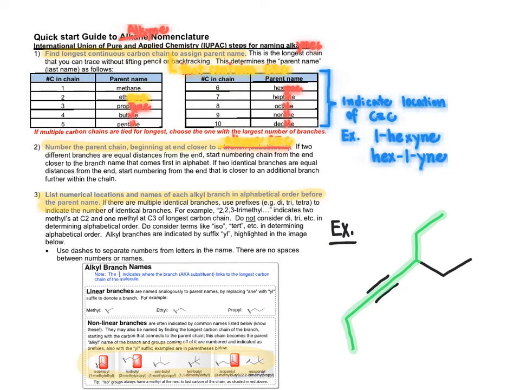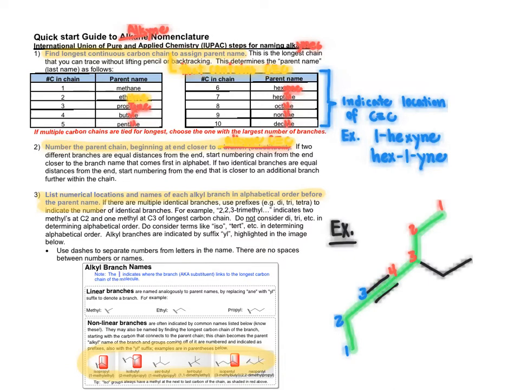So now that we've come up with our longest carbon chain, the next step we need to do is number that longest carbon chain, beginning at the end closer to an alkyne group. So looking at this, if we start numbering from the right-hand end, that's going to put our alkyne group at carbon number 4. If we start numbering from the left-hand end of the chain, we'll find that our alkyne group appears starting at carbon number 3.